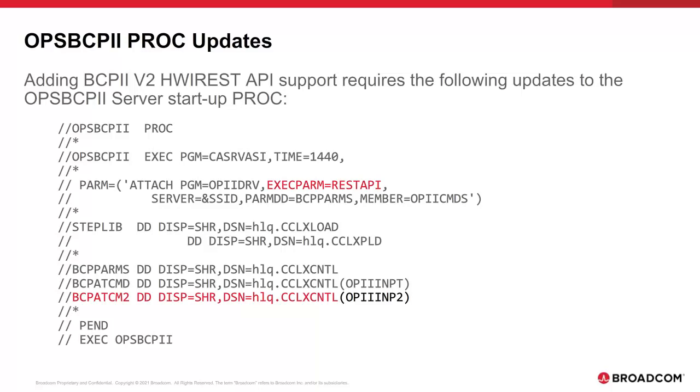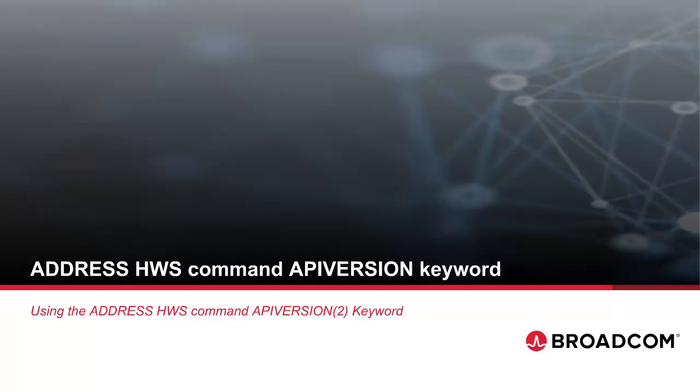At startup, the V2 REST interface is initialized in parallel with the V1 interface, which is still available to support z14 hardware and existing REXX programs and rules. This section covers a new keyword on the ADDRESS HWS host command to utilize the new BCPII version 2 HWIREST API function.